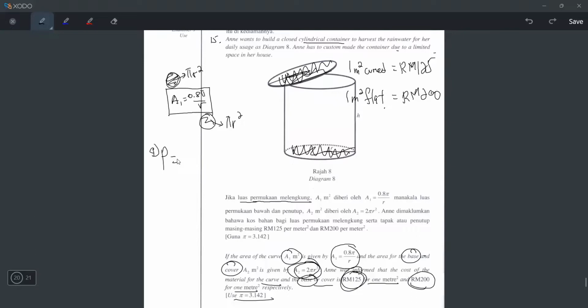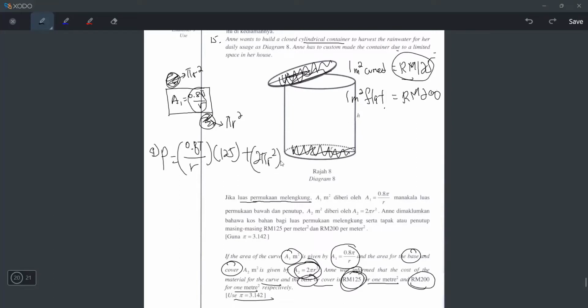So the cost will be what? I already know the area in meter square for the curved part is 0.8 pi over r. But this is just the area in meter square. They say for the curved part, for every 1 meter square, it will cost you RM125. So if you want to find the cost, I just take this times 125. And then plus what? For the flat surface, the pi r square, this is 2 pi r square.